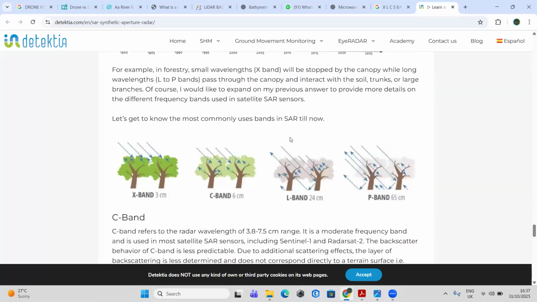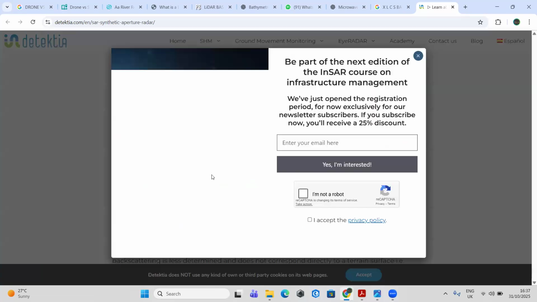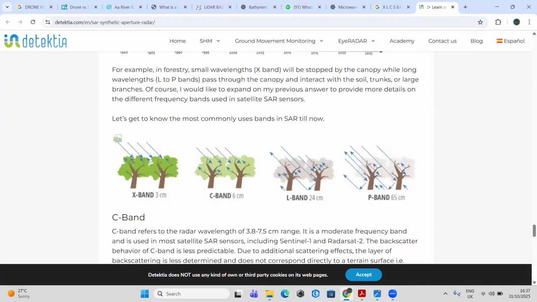If your drone is fitted with, for example, P band, you can look for animals on the ground. But if you fit your drone with maybe X band, then your drone will be useless in the application. Like you said, you want to see the animals.